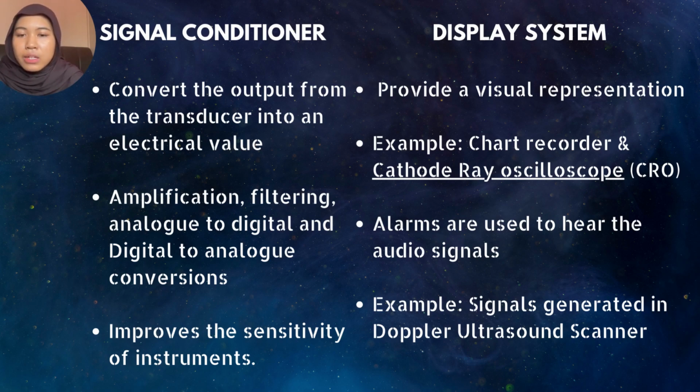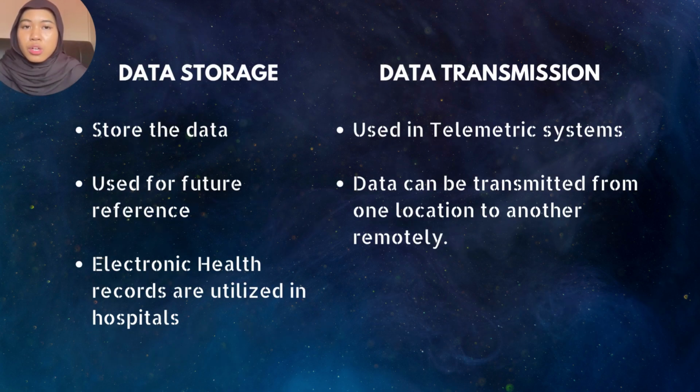Generally, the signal conditioning process includes amplification, filtering, analog to digital, and digital to analog conversion. Signal conditioning improves the sensitivity of the instruments. The display system is used to provide a visual representation of the measured parameter or quantity, for example, a cathode ray oscilloscope. Sometimes alarms are used to give an audio signal. Data storage is used to store the data for future reference. These days, electronic health records are utilized in hospitals. For data transmission, a telemetric system is used, where data can be transmitted from one location to another remotely.